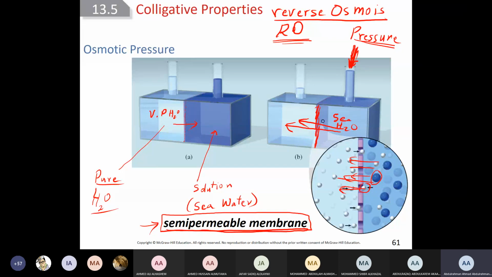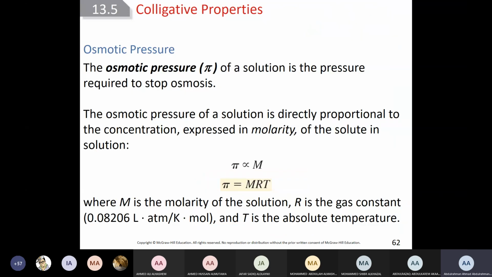We now want to calculate this pressure. How much is this pressure? This is called osmotic pressure. Osmotic pressure, and we will represent it by π, which is proportional to M. What's the big M? Molarity. And π is proportional to M, or equal to M times R times T.